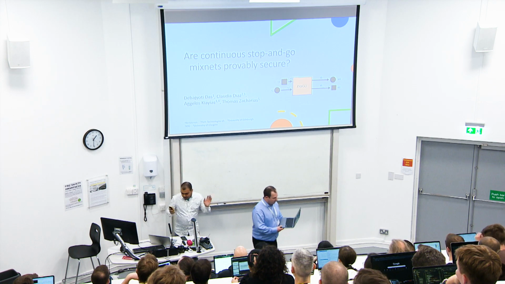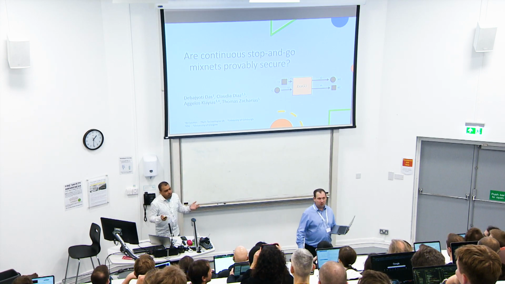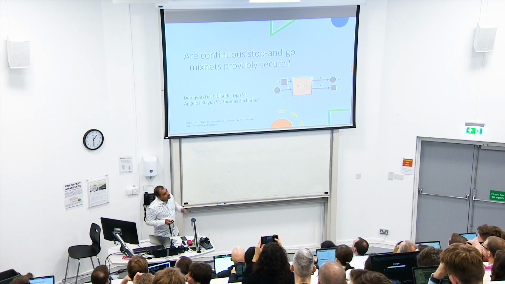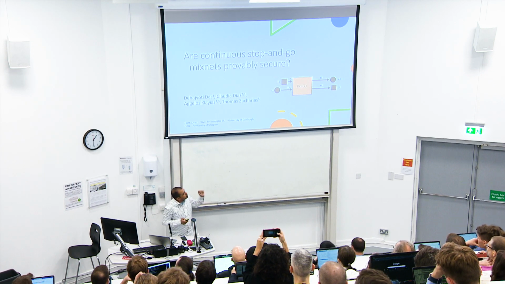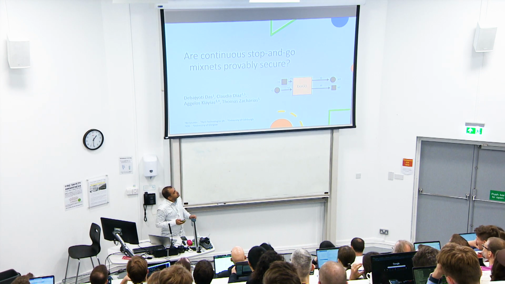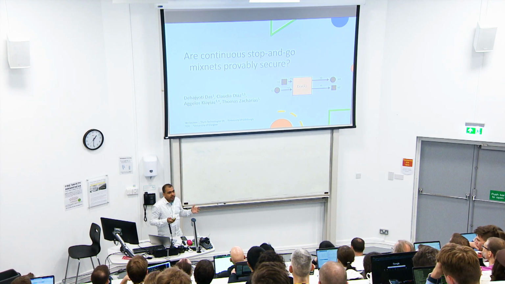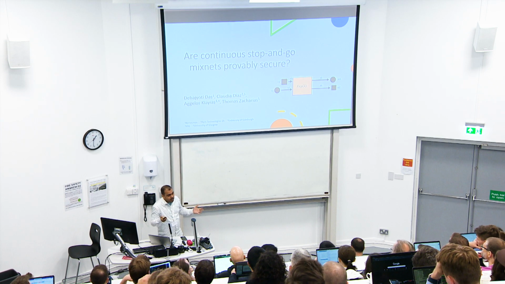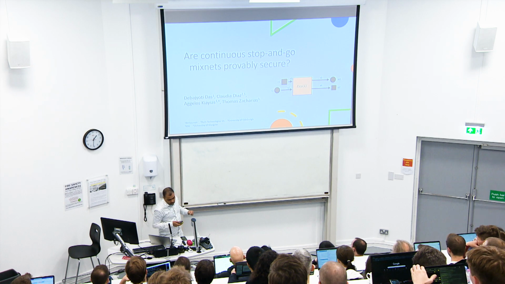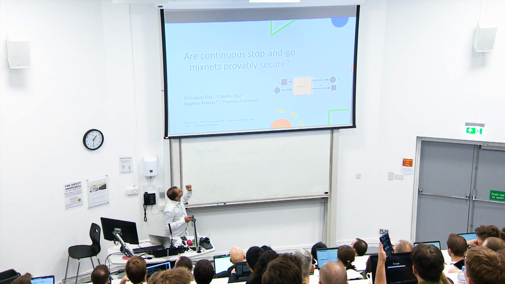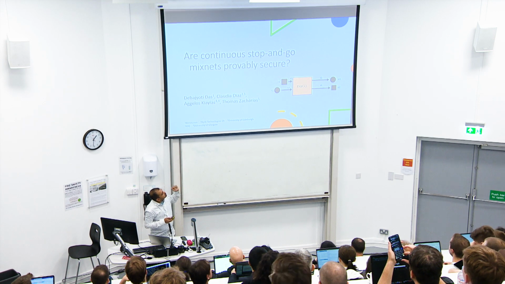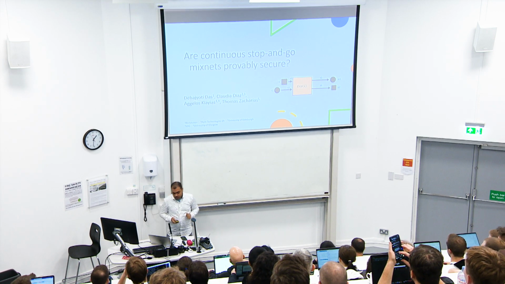Hello everyone, welcome to my talk. Today I'm going to talk about provable anonymity guarantees for continuous stop-and-go mixnets. They have been around for more than 25 years. They have also been deployed in practice by Nym Technologies, but till now we didn't know if they actually can provide provable anonymity guarantees or not, as there was no rigorous formal security analysis for these kinds of designs. This work has been done with Claudia Diaz, Aggelos Kiayias, and Thomas Zacharias.